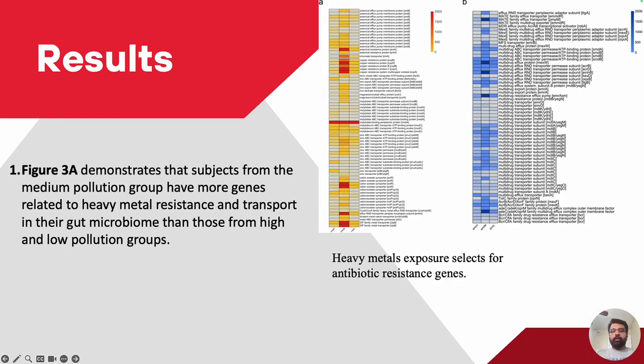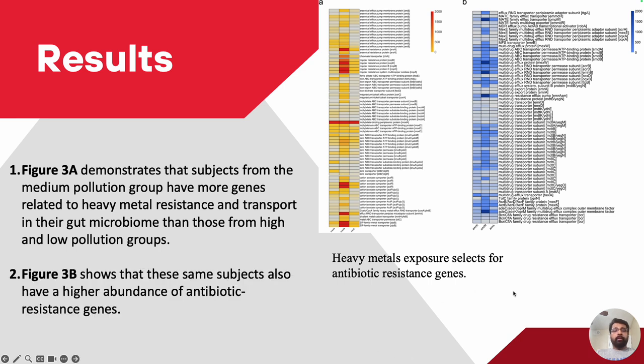So quickly going through a few more diagrams, what you notice here is that this demonstrates the subjects from the medium pollutant groups have more genes related to heavy metal resistance. This is the same thing, but it is related to heavy metal exposure, and it selects the antibiotic resistance genes. That's what you see here. The next one, I'm going to go through quickly because of the time, also shows that the same subjects have a higher abundance of antibiotic resistance genes. And this one is the heavy metal resistance genes.